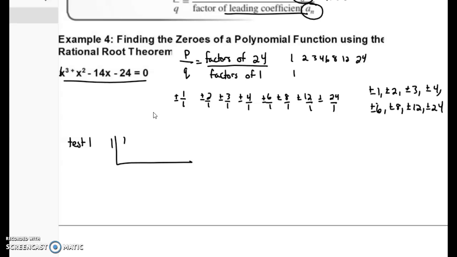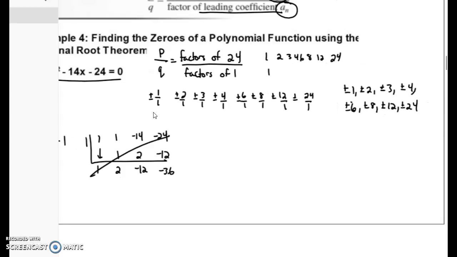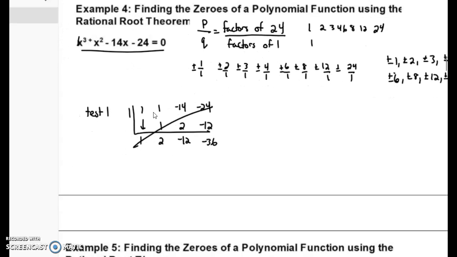So remember, set up your synthetic division. The leading coefficient's 1. Coefficient of x squared is 1. Negative 14x and minus 24. I don't need any placeholders. All right, drop the first number. Multiply, add, multiply, add, multiply, add. I know right now it's going to have a remainder that's not 0. So as soon as I figure out the remainder's not 0, I can quit. You don't have to finish it if you see the remainder's not 0, this isn't going to work. Okay, so 1 did not work.